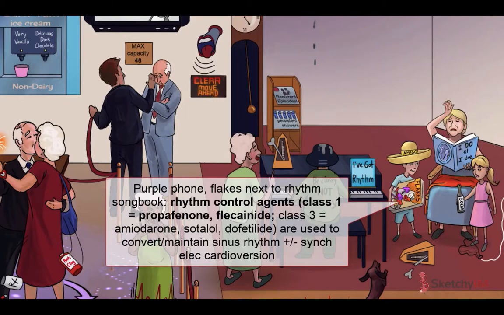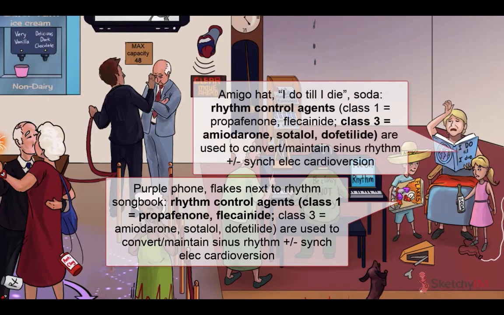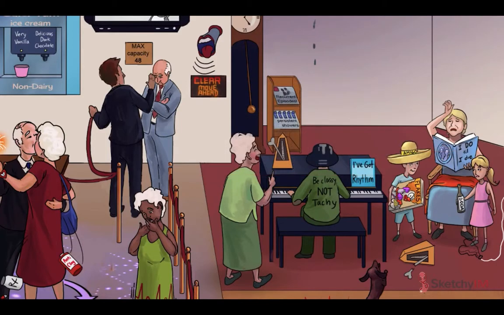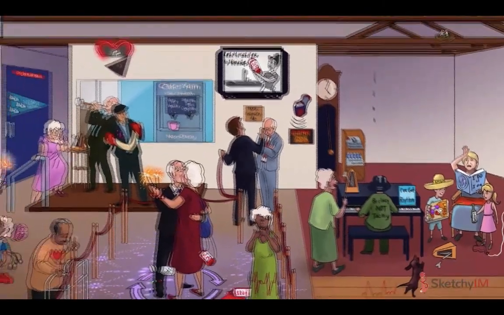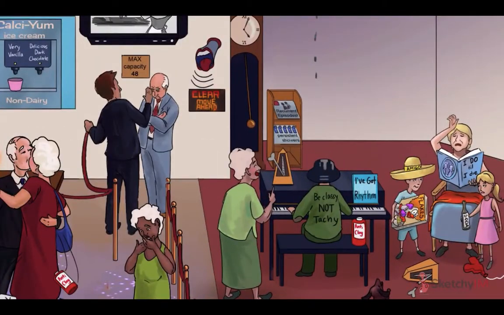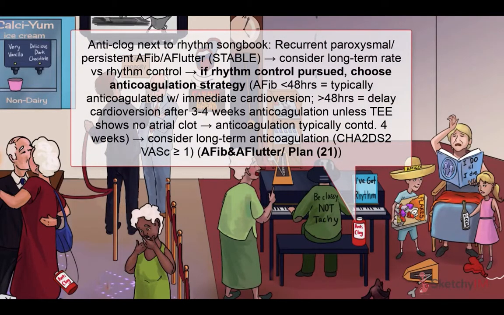Common drugs used to convert and maintain sinus rhythm include class 1 antiarrhythmics, such as propafenone and flecainide, symbolized by the purple phone and flakes. Class 3 agents include amiodarone, sotalol, and dofetilide, symbolized by the amigo hat, soda bottle, and the I Do Till I Die wedding album. Oh, the memories. Sometimes these meds are given in addition to electrical cardioversion. Let's add another bottle of anti-clog solution next to the songbook as a little reminder that any patient who has chronic AFib and is being converted to sinus rhythm, either pharmacologically or electrically, must first be anticoagulated for at least 3 weeks prior to cardioversion.